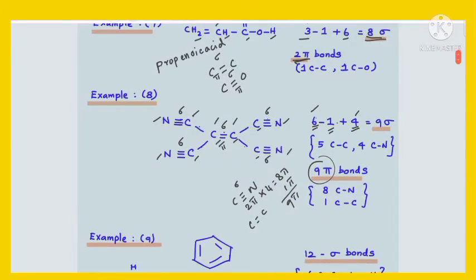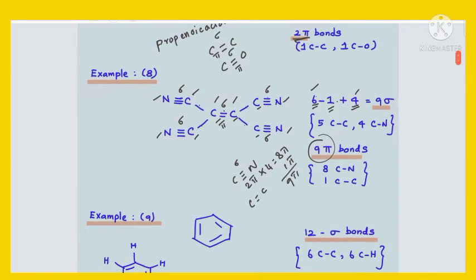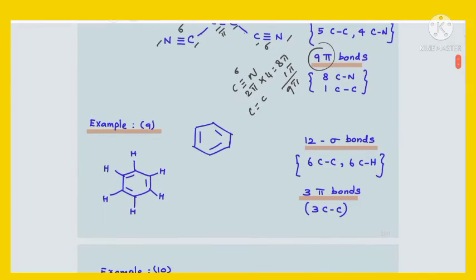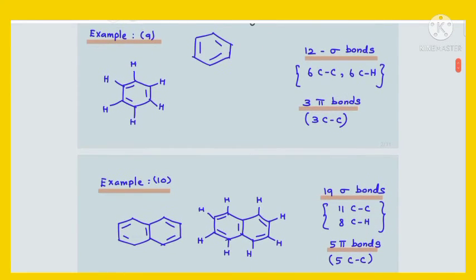Okay, right. Now the rule, the formula that we discussed, is applicable only for open chain systems, whereas for cyclic systems it is not applicable. So for cyclic systems, the normal method can be used to find the number of sigma and pi bonds. Let us see the example, benzene.